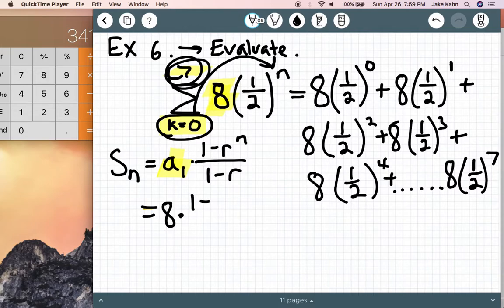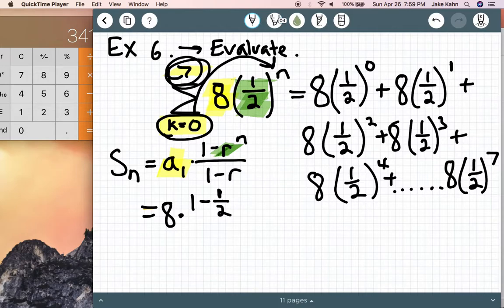Next is R. What is your R value? R is just this 1/2, the base of your exponent in summation notation. All right, so we're multiplying by 1/2 each time in this series. That's what that notation means.